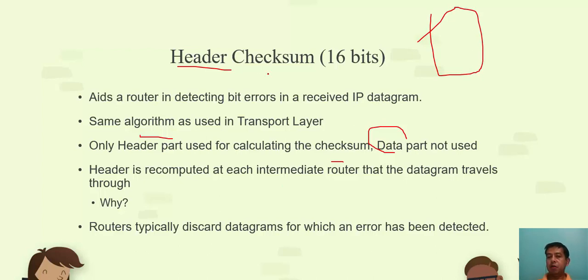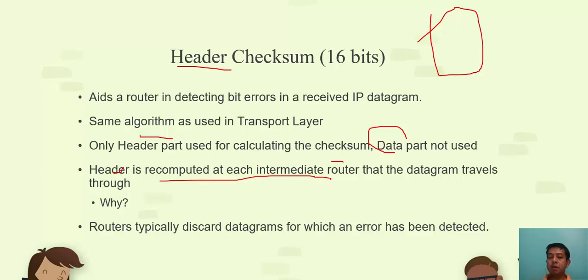Now the other difference between the checksum in the transport layer and in the network layer is that in the transport layer, the checksum is calculated at the source and then verified at the destination. That is, only two nodes are involved, the source and the destination. The source calculates the checksum, and the destination verifies whether the checksum is correct or not. But in the network layer, the checksum is calculated at every intermediate router. So this header checksum is recomputed at each intermediate router.